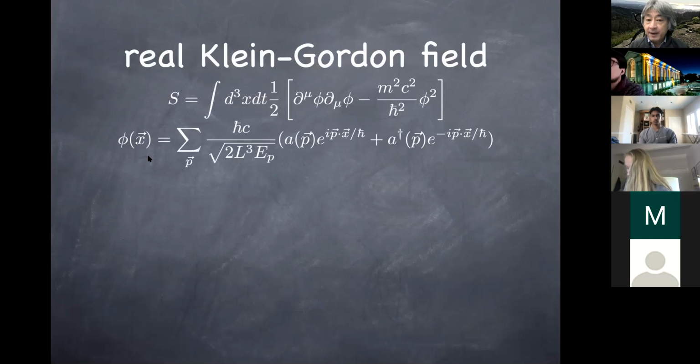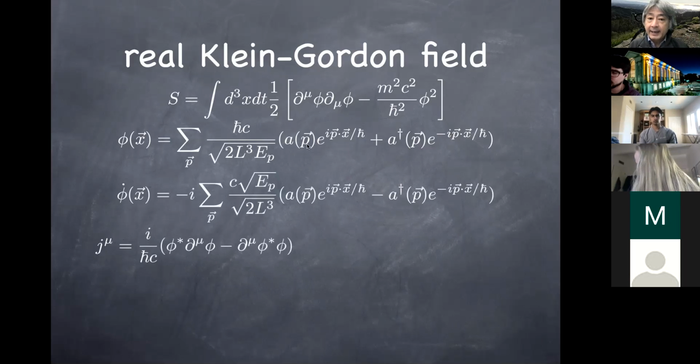And for this operator phi to be Hermitian, the first term Hermitian conjugated must equal the second term. So for complex Klein-Gordon field, I used to have A and B dagger here. But with the requirement that phi is Hermitian, this second term has to be the Hermitian conjugate of the first term, and therefore B is the same as A, and the second term is A dagger. So as a result, we have only one set of harmonic oscillators, and therefore there's only one type of particle for real Klein-Gordon field.